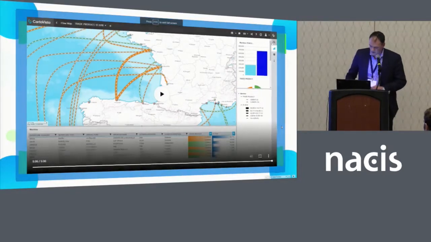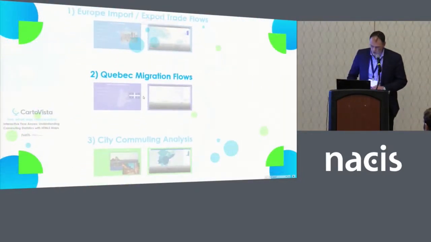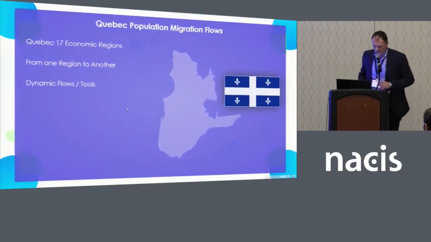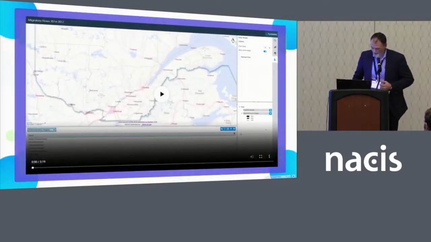All right. Just going to go quickly to use case number 2. As you've guessed, I'm from Quebec, so I have to have Quebec maps. So this is a good example of migration data. So let's take a look at migration.